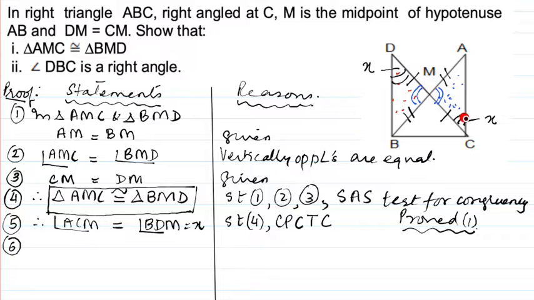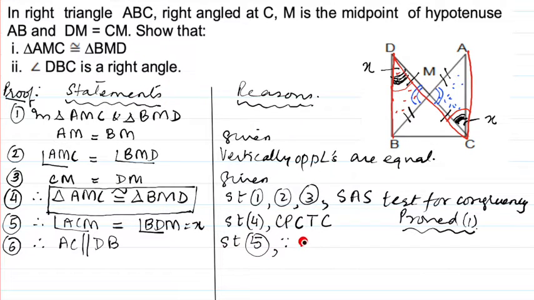Next we will say that this angle over here and this angle over here, they are alternate angles. Look at this. They are angles in a Z, and therefore these two lines which are containing these two angles, these two AC and DB, they are parallel to each other because DC is the transversal. So we will say therefore AC parallel to DB, and this will be from statement 5, since alternate angles are equal and we have DC transversal.